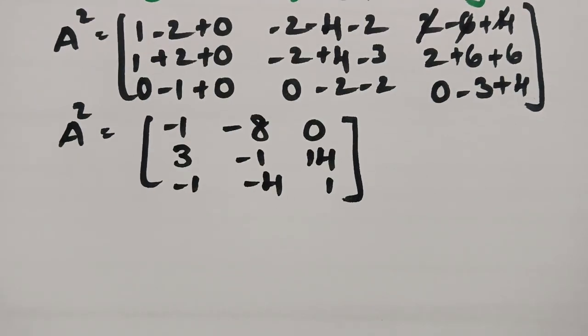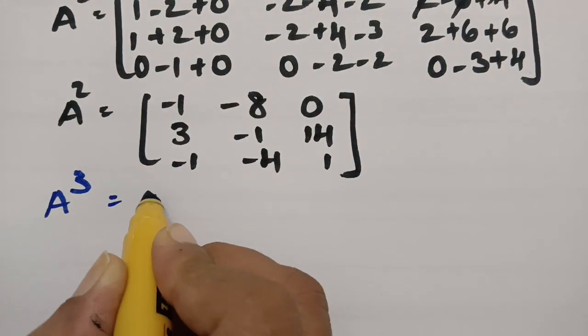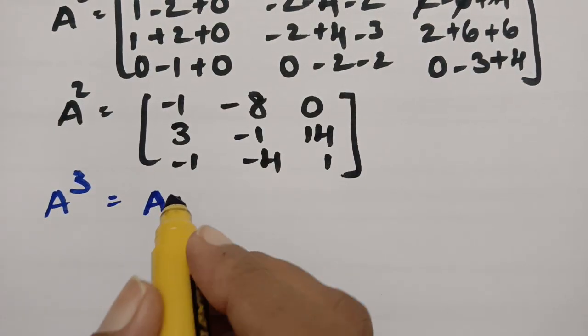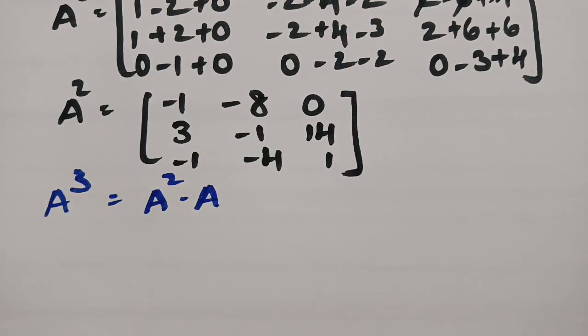So after getting the A square value, we need the A cube value. For finding the A cube value, what we have to do? For finding A cube, again we have to multiply. So this value is A square into A. So A square into A. So I am finding the A cube value here.